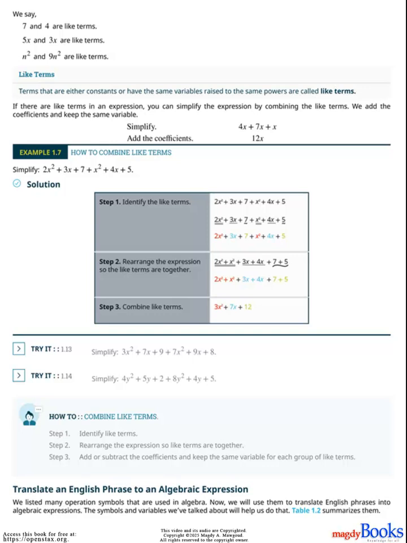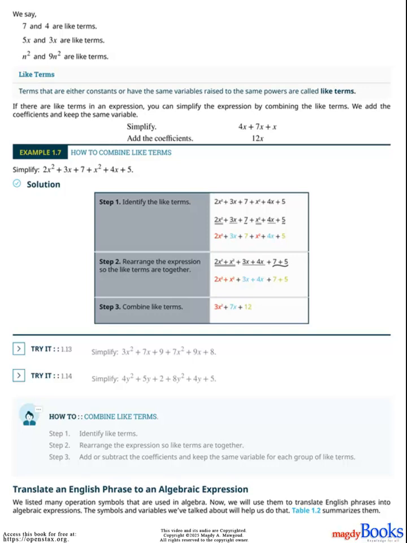Like terms. Terms that are either constants or have the same variables raised to the same powers are called like terms. If there are like terms in an expression, you can simplify the expression by combining the like terms. We add the coefficients and keep the same variable. Simplify. 4x plus 7x plus x. Add the coefficients. 12x.